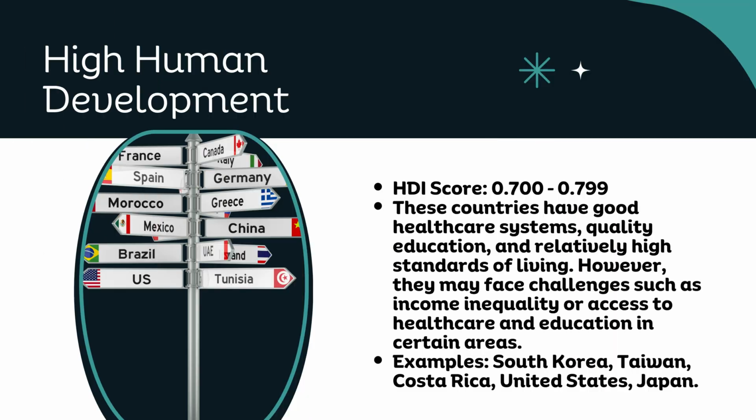High human development: HDI score 0.700 to 0.799. These countries have good healthcare systems, quality education, and relatively high standards of living. However, they may face challenges such as income inequality or access to healthcare and education in certain areas. Examples: South Korea, Taiwan, Costa Rica, United States, Japan.